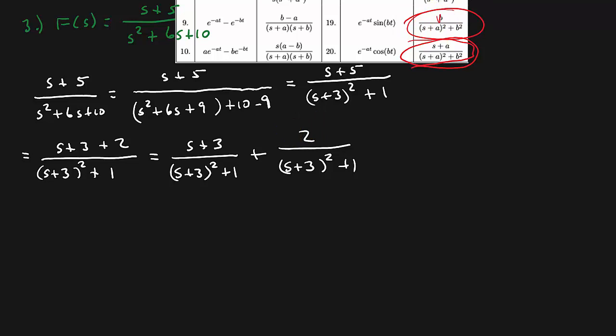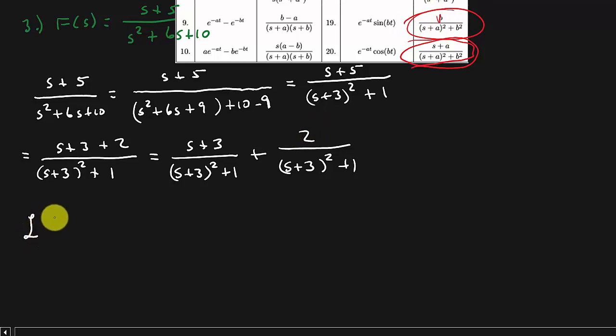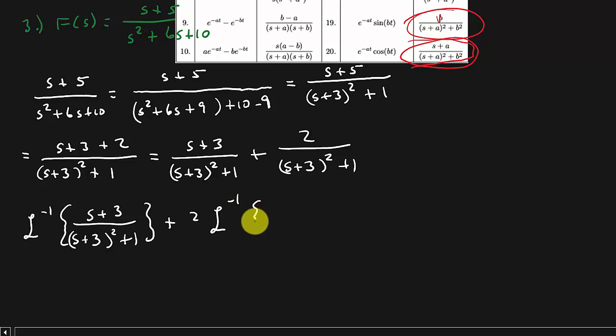Well, that's no problem. So all we're going to do here is take the inverse Laplace of each of these. Over (s plus 3) squared plus 1, plus, now I need a 1 instead of a 2. Well, that's no big deal. I just pull the 2 out, right? We can pull a constant out. So 2 over (s plus 3) squared plus 1.